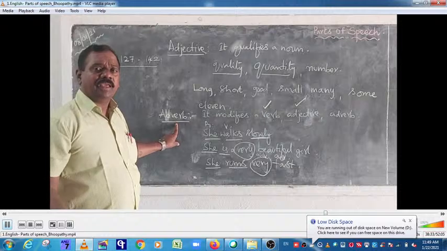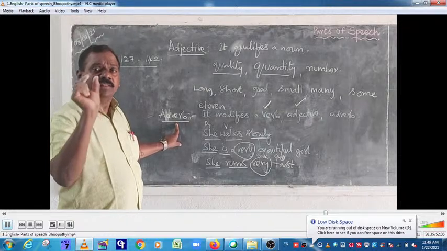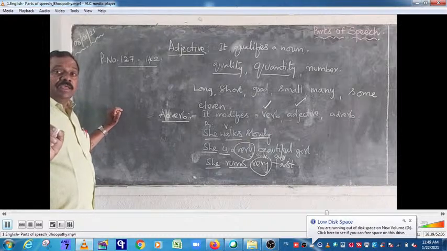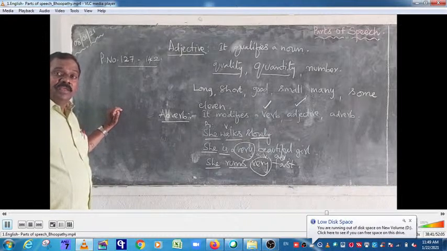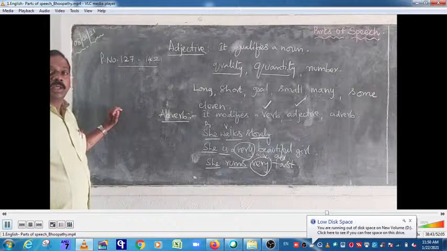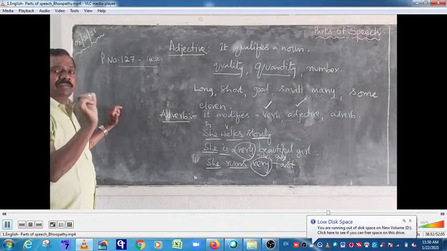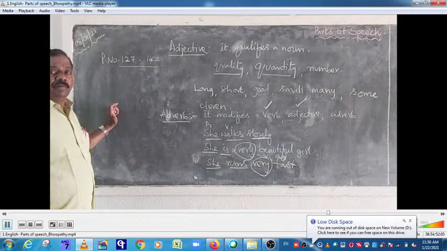And another important thing is the words ending with ly. For example, clearly, cleverly, safely, dangerously. So these are all adverbs. It is the easiest one. We can easily identify the adverb. Simple. Any word ending with ly can be an adverb. This is the thing.